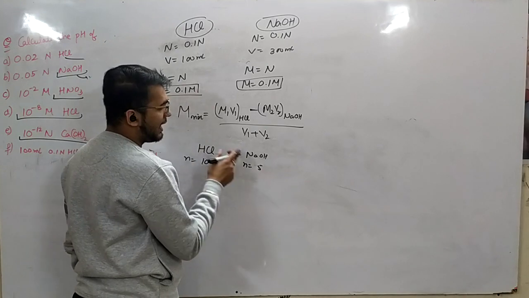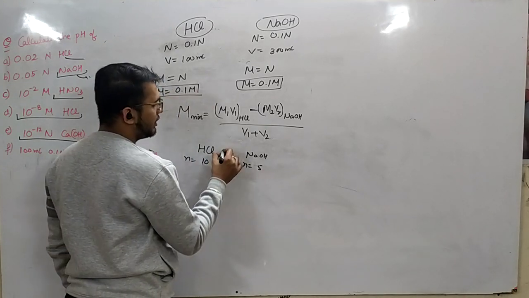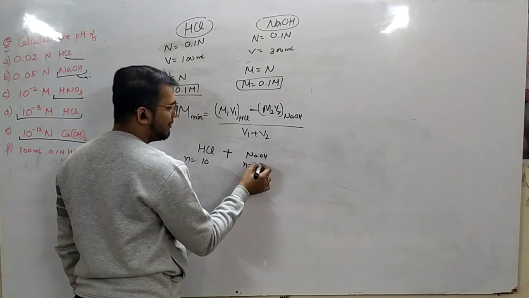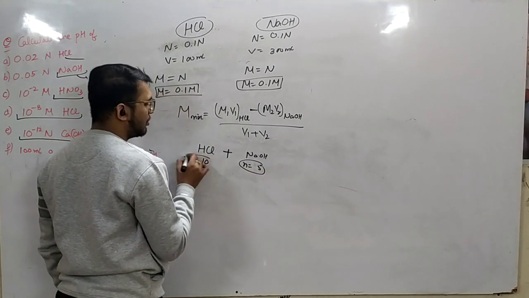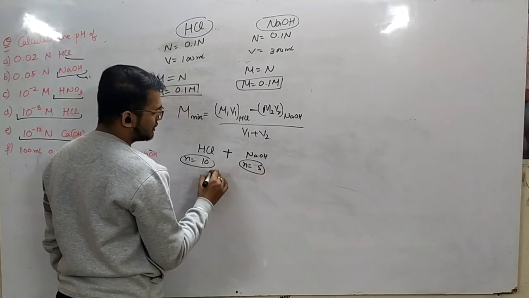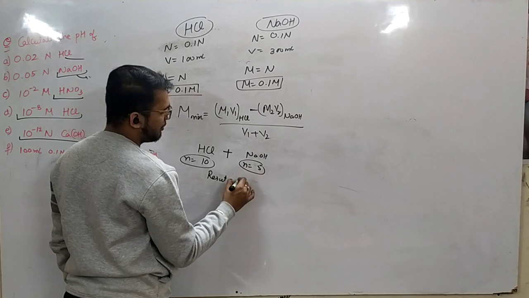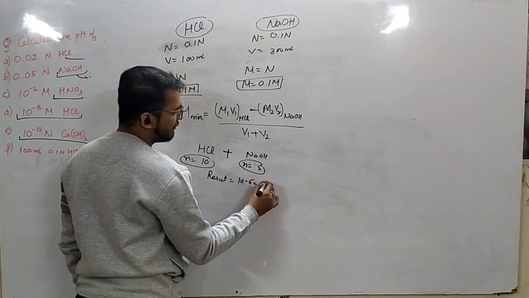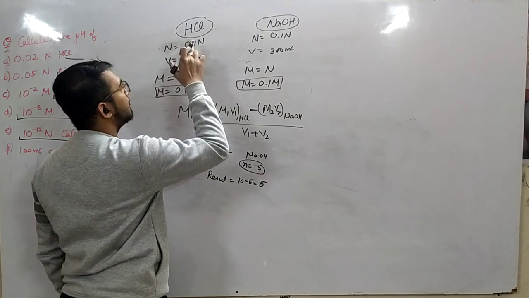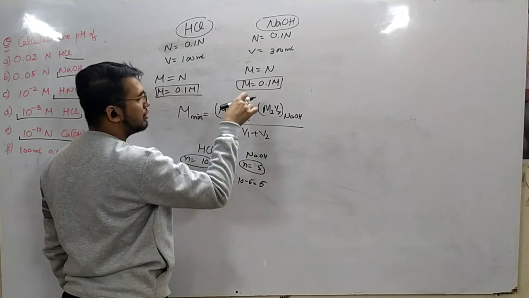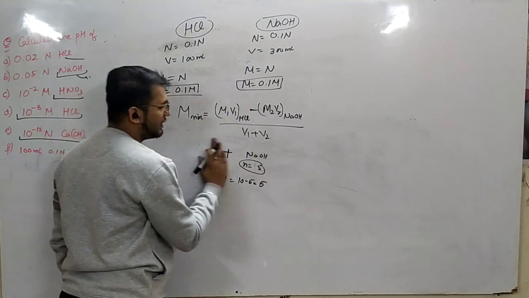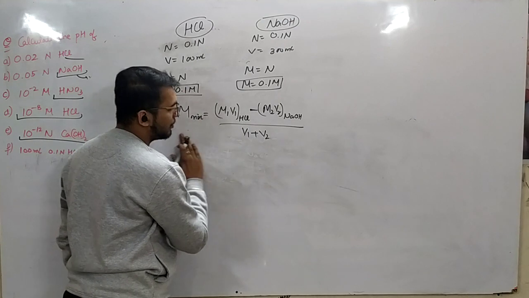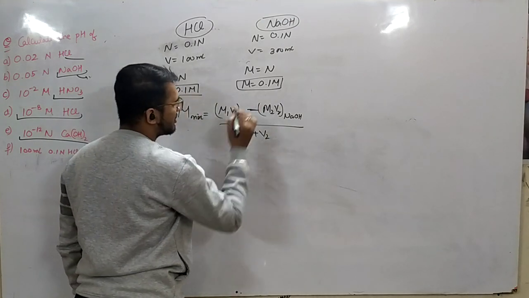So being acid and base of opposite character, they will neutralize each other. So 5 moles of NaOH will react with 5 of the 10 moles of HCl. So the resultant moles come out to be 10 minus 5 equal to 5. Because of being opposite character, we have to use the minus sign. But if it is given as both acids or both bases, we will use the positive sign.